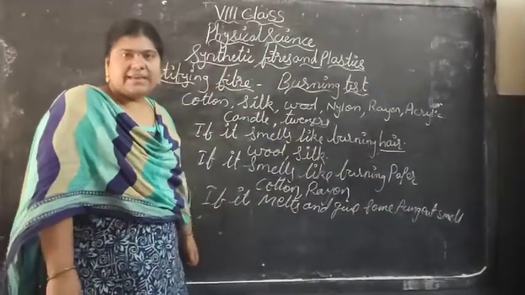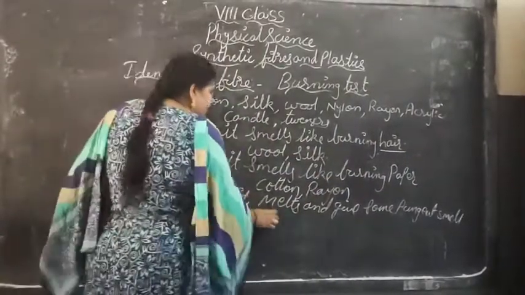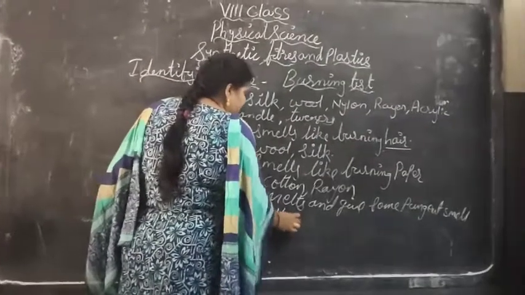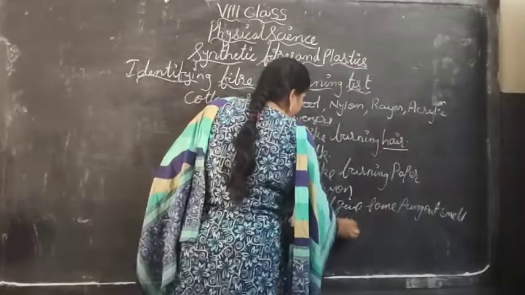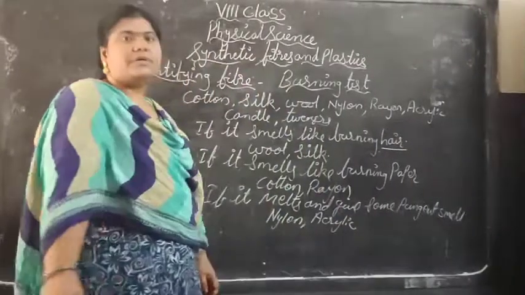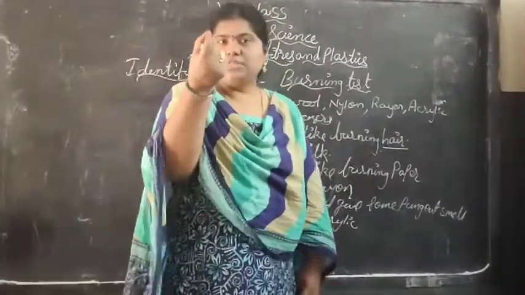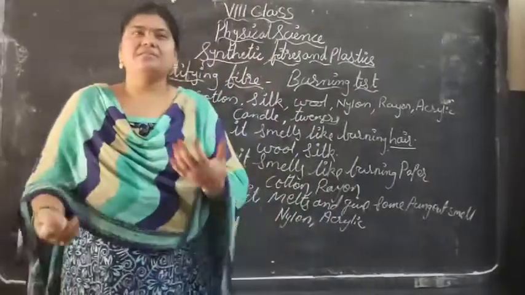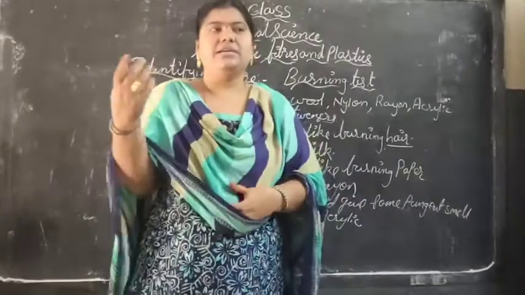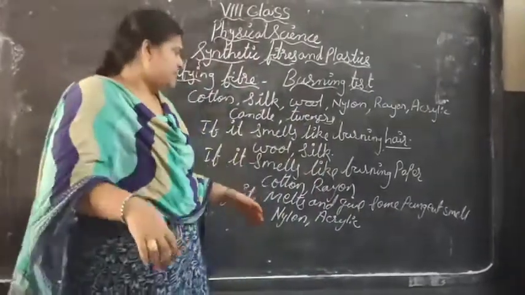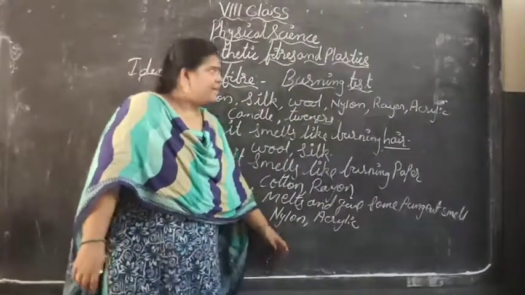But what are the two leftover fabrics? Nylon and acrylic. When you burn these two fabrics, they just convert into liquid form, and the smell will be like chemicals, petrochemicals. Such types are called nylon and acrylic.